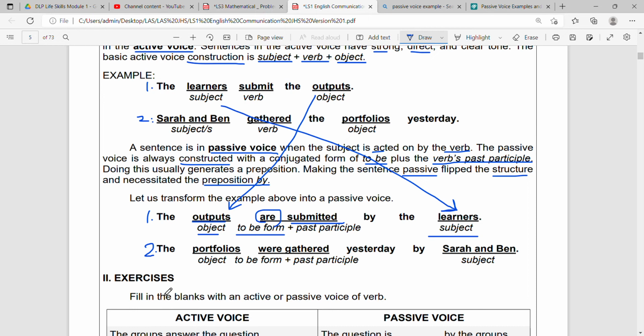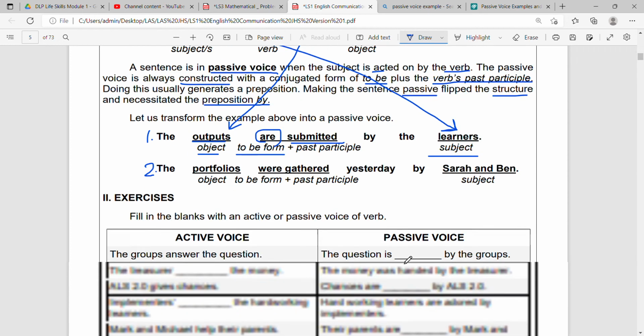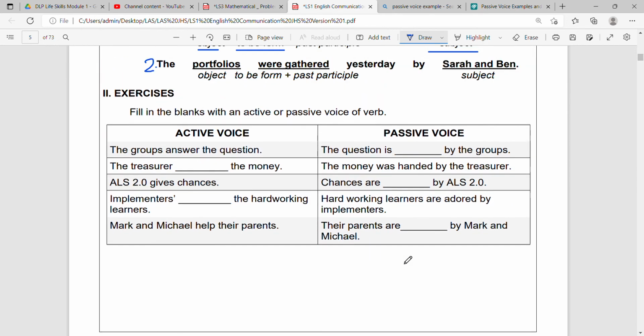So, easy lang kaayong mag-identify og active voice or passive voice ba. Kay ang active voice direct to the point, ang subject ang gauna, while ang passive voice ang objects mo'y gauna ug ang subject naa na sa later part sa sentence. Okay, so mao na ang active and passive voice form of sentences.